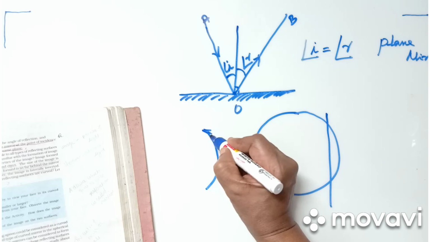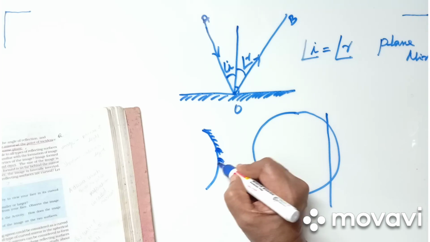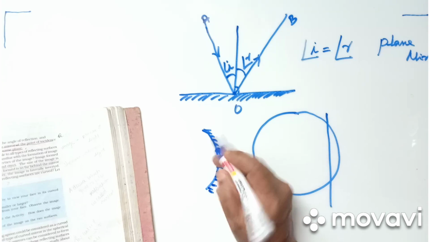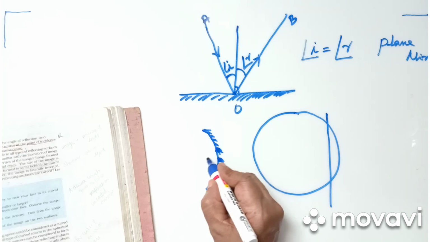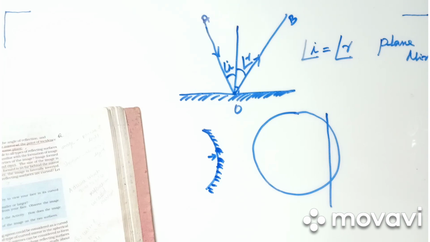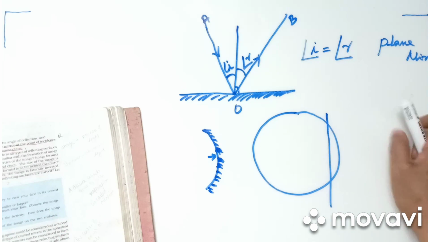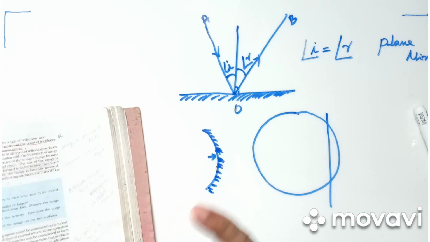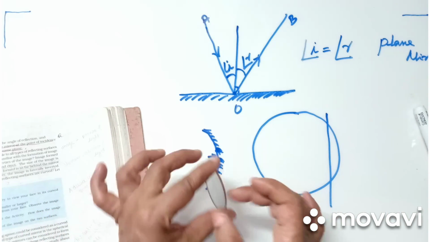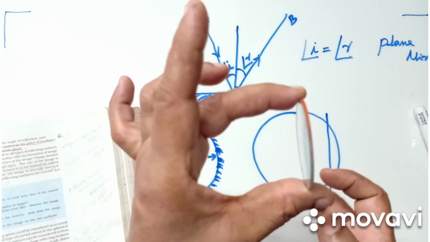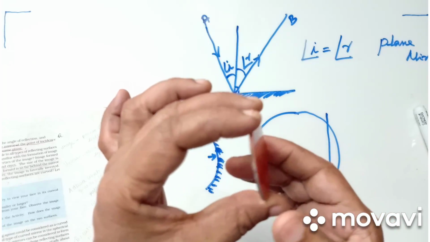This part will be painted, and if you see this part, this will be the reflecting surface, and this is your painted surface. Understood? Have you imagined? Did you understand what I am saying? For example, this is that cut piece.